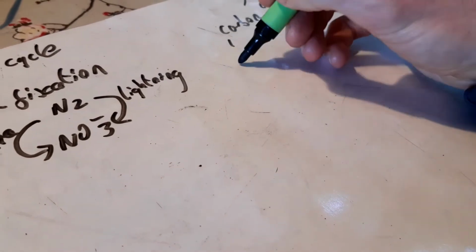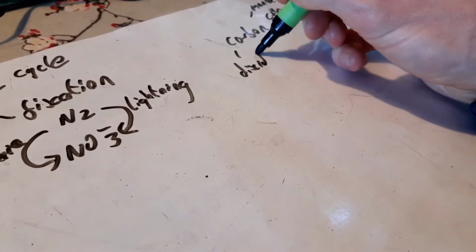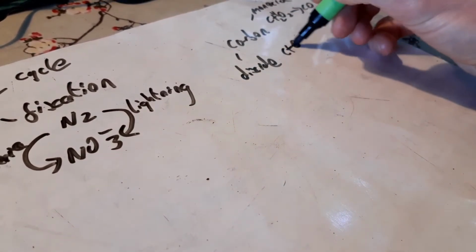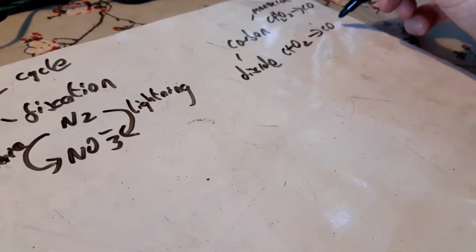And then we've got carbon dioxide. So carbon dioxide is here. That's carbon plus O2 gives us CO2, like that.